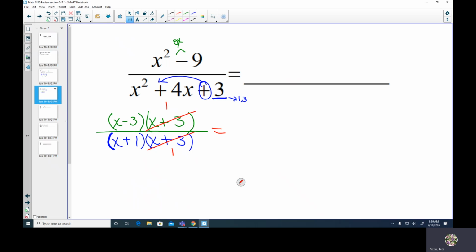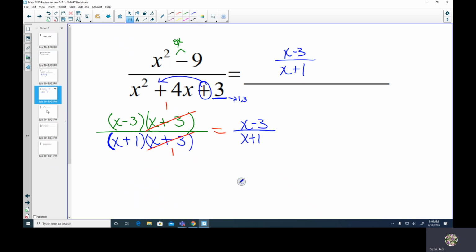So that leaves us an answer of an x minus 3 over an x plus 1. And we want to be able to factor and reduce our fraction from the x squared minus 9 over x squared plus 4x plus 3 into x minus 3 over x plus 1, because that will make it easier for us to look at and do our calculus on this problem. And so we have to be able to do that. So this one is a very important problem. Okay.